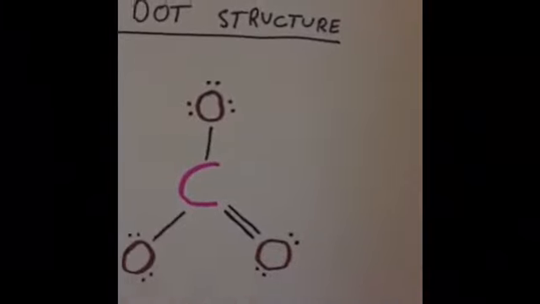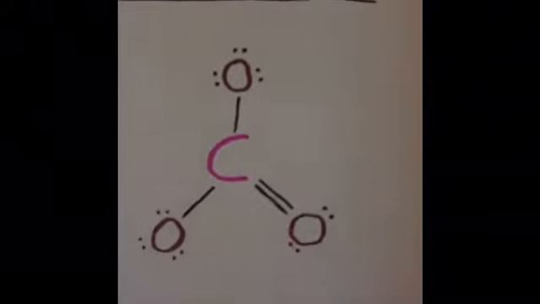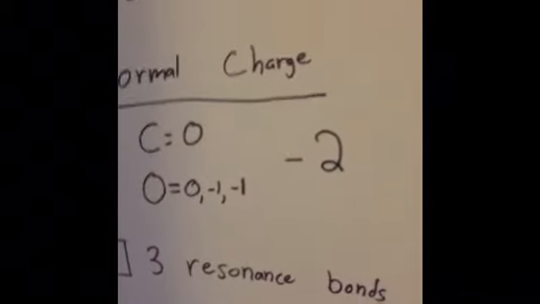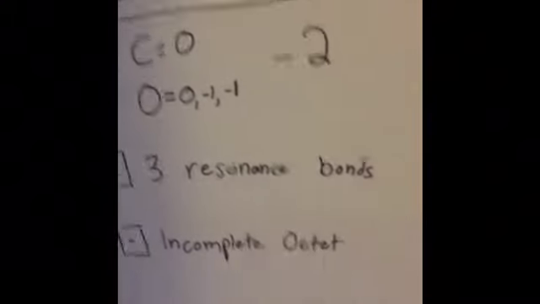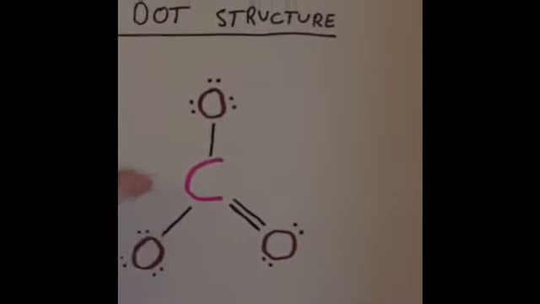On this one, you have 6 minus 2 because there's 2 bonds, giving us 4, minus 4 because there's 4 nonbonding electrons, giving us 0. The formal charges of the oxygens are -1, -1, and 0, which sum with carbon to the overall charge of -2. There's 3 resonance bonds because this extra bond could go on any of these bonds.